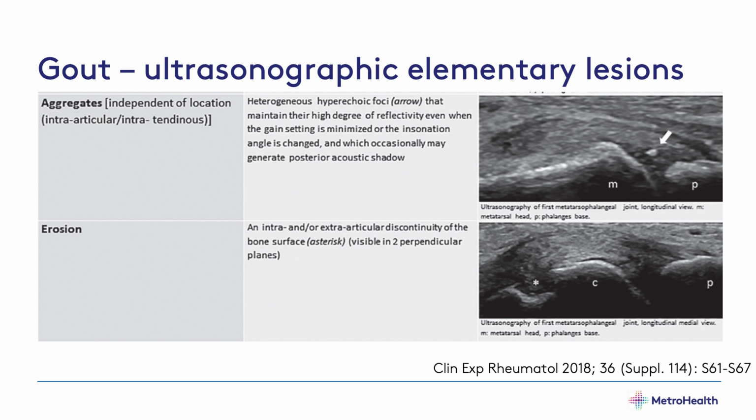I actually jumped the gun a little, but here's an erosion, for example. So you can see that the joint is here, and then just proximal to the joint, there's this bite taken out of the bone, so that's an erosion.